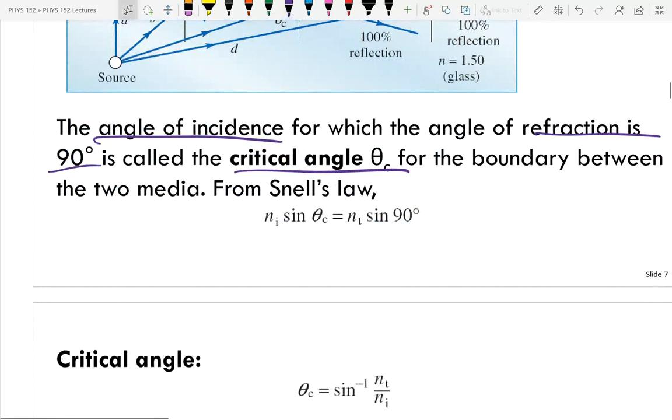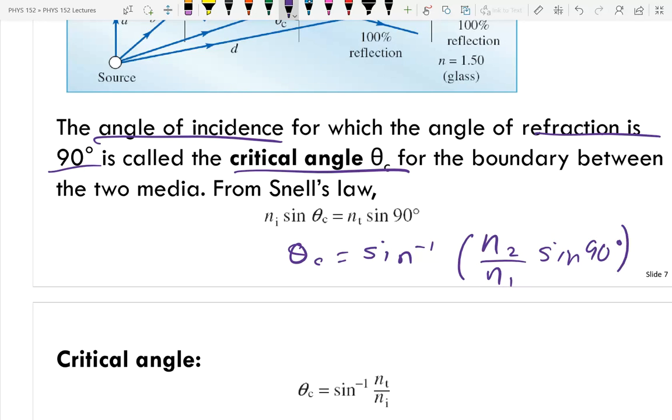So here's Snell's law. Index of refraction of the incident material times sine of the critical angle is equal to the index of refraction in the second medium times sine of 90 degrees. So you solve right away and you get theta critical is equal to inverse sine... but what did we say sine of 90 degrees was? 1. Nobody ever writes sine of 90 degrees. They just say that's a 1.